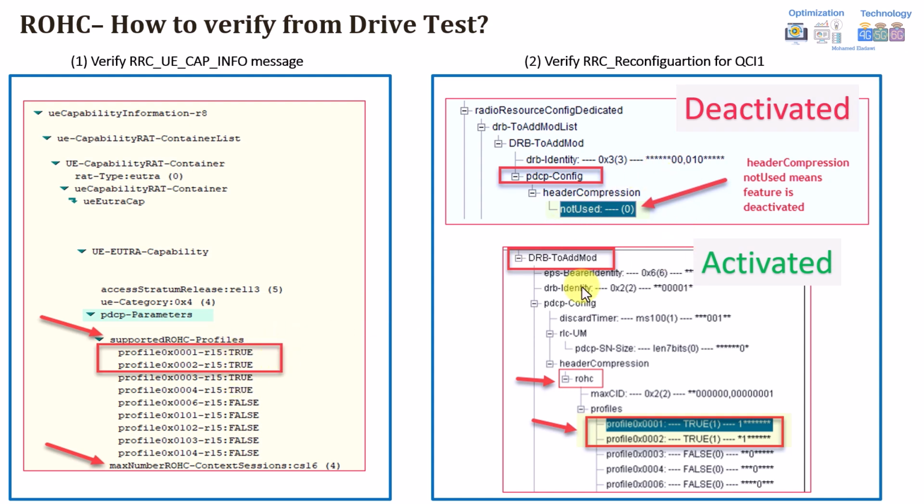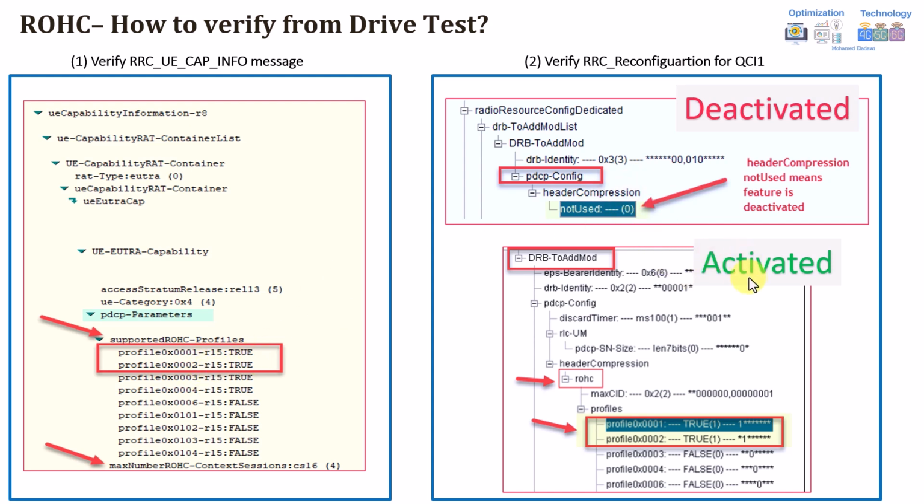And here from the eNodeB side, during the RRC configuration, when sending the RRC reconfiguration to configure the data radio bearer, it will send under the PDCP configuration data, again ROHC in the PDCP layer. So if it's sent as not used, this means header compression is not being activated. The feature may be off, not working. So this means either it's not being used or the user is not supporting it.